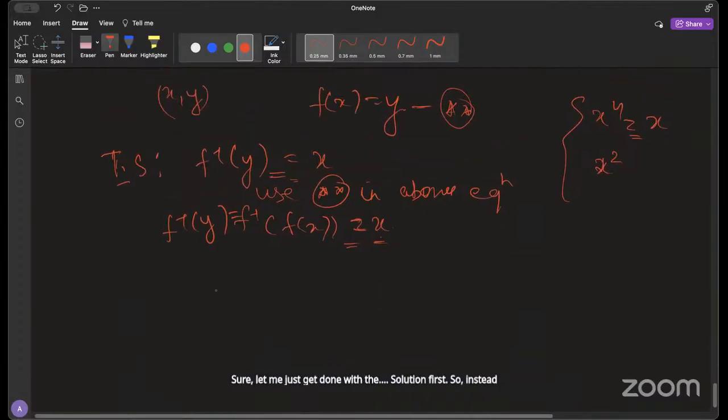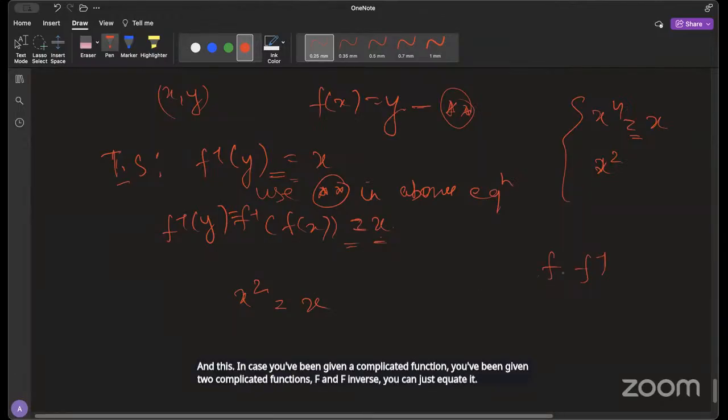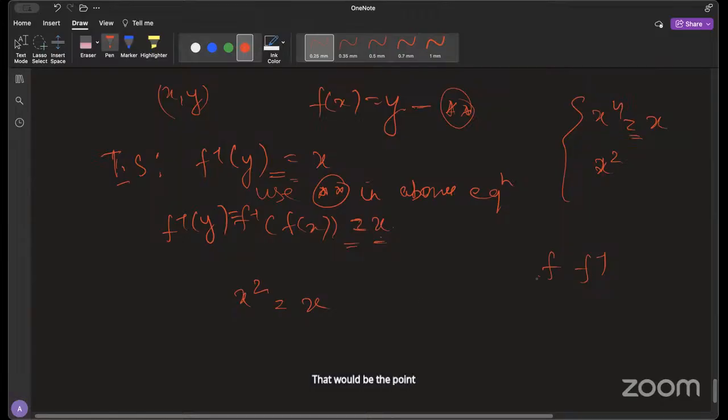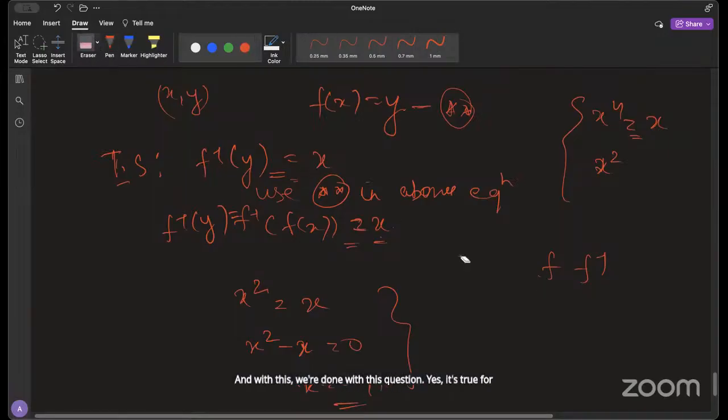So instead of just taking the intersection of f and f inverse, you can take the intersection of f and this. In case you've been given two complicated functions f and f inverse, you can just equate one of them, whichever seems easier to you, to x, and then solve for x. That would be the point of intersection of both f and f inverse. This is x square minus x, which gives you the same thing, x equals 0 and 1. So we're done with this question. Is it true for every function? Yes, it's true for every function. That's why we were doing the proof.